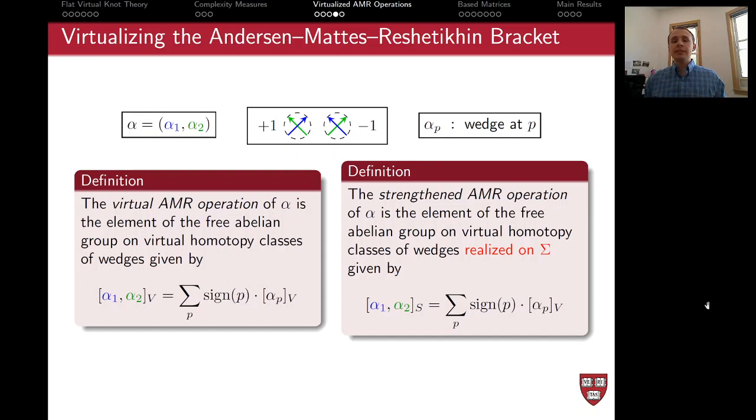But in both of these cases, despite the notation, this is not an operation on a pair of virtual homotopy classes. So this is not taking the virtual homotopy class for a curve along with the virtual homotopy class of a second curve and smushing them together. That unfortunately doesn't make sense. You really have to take the virtual homotopy class of a pair.